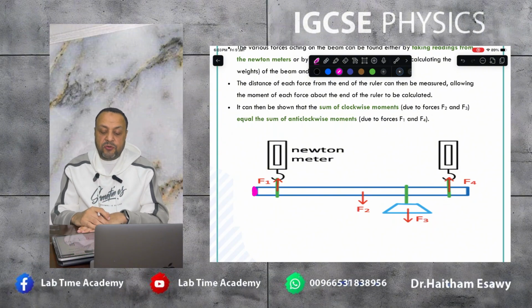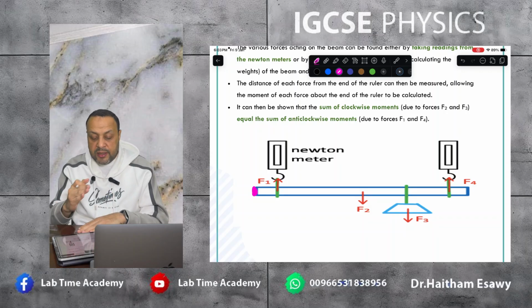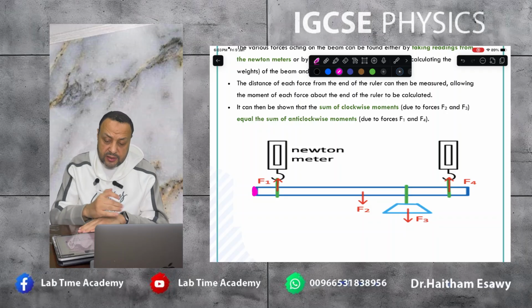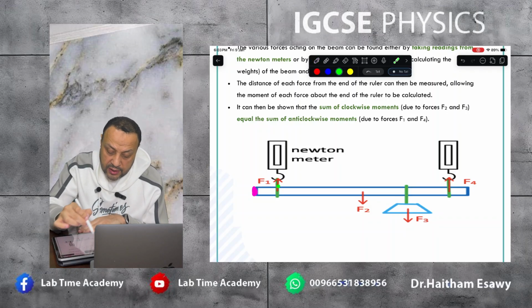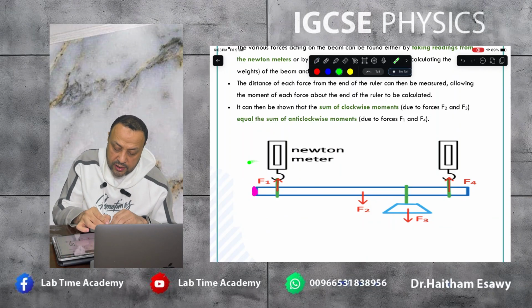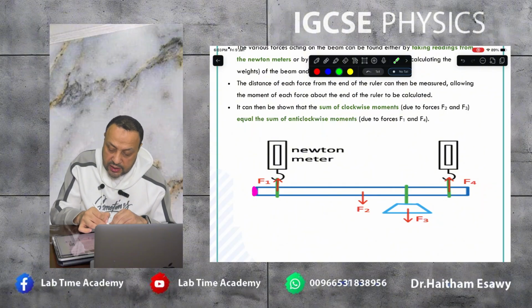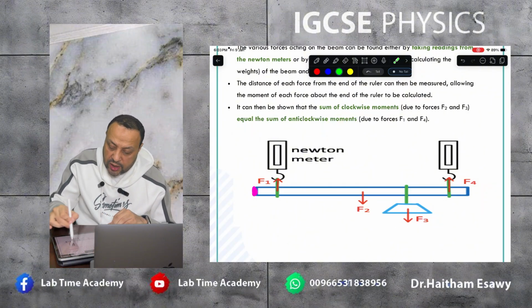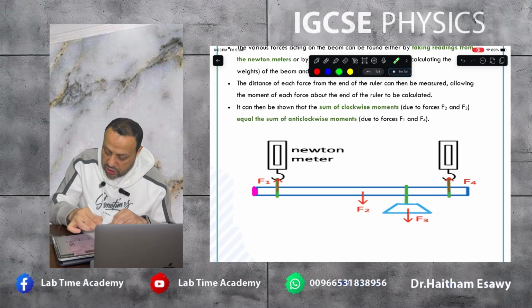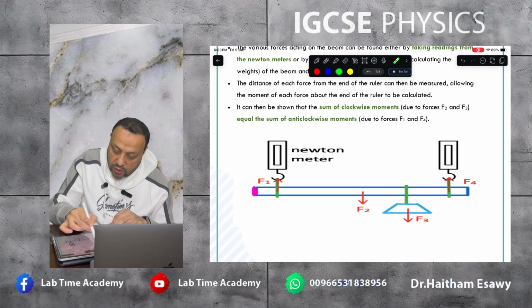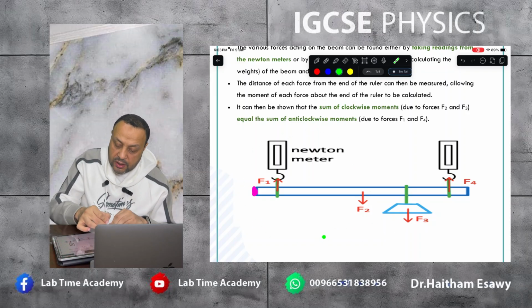So first I have to mention the direction of each force. If this force acts in clockwise or anti-clockwise. For example, here, F1, it will act in this direction, so it will be anti-clockwise. So F1, anti-clockwise. And what about F2, anti-clockwise? But F3, anti-clockwise. But F2, clockwise. F3, clockwise.